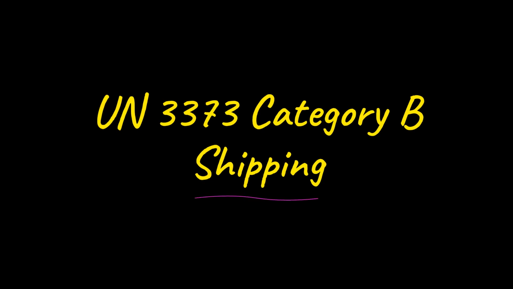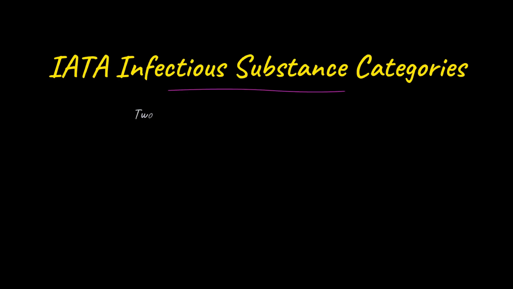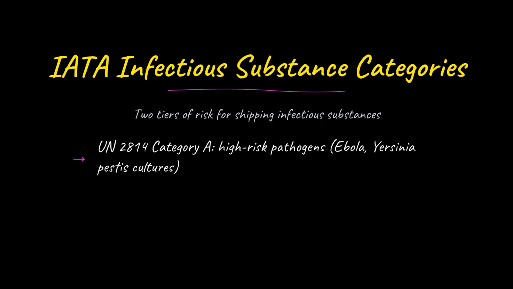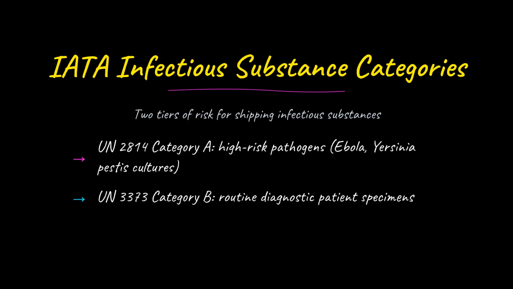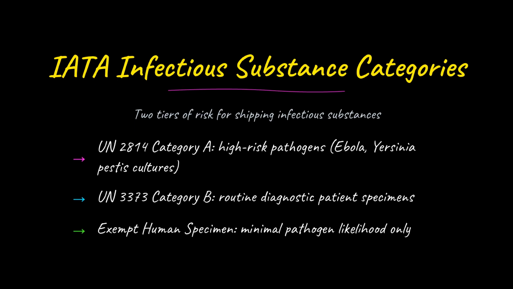When routine diagnostic patient specimens are shipped to a reference laboratory by ground or air, they fall under a specific international classification designed to standardize how infectious biological material is handled in transit. IATA and ICAO rules divide infectious substances into two main categories. Category A covers dangerous high-risk pathogen cultures. Category B covers everything else, routine, the vast majority of specimens sent to reference labs every day.